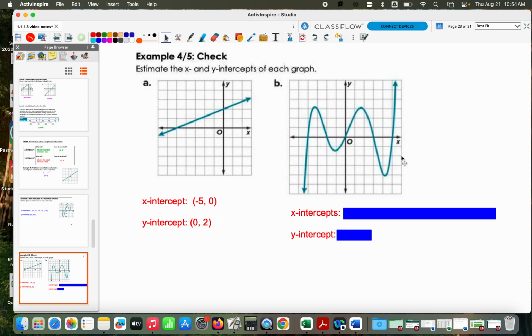This one's got a whole bunch of x-intercepts, so just take the time, find them all. There should be one at -4, at -2, at 0, at 3, at 5. So lots of x-intercepts. But only one y-intercept right there at 0, 0.